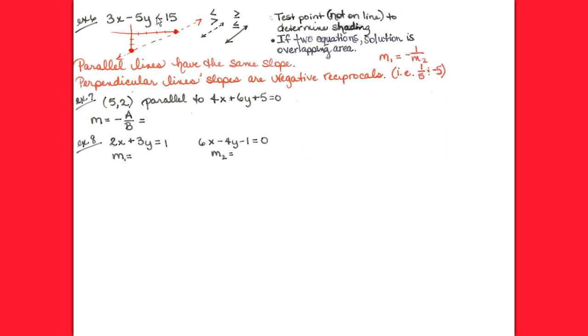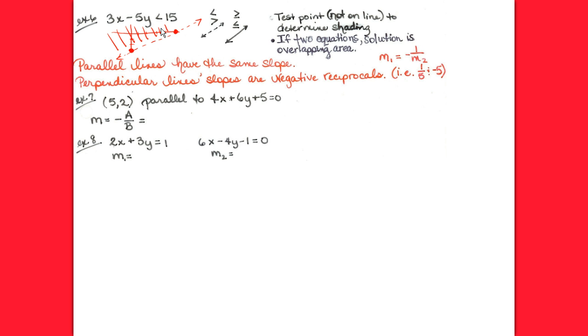I'm going to pick a test point that is not on my line to determine which side to shade. So I pick 0, 0, because that's an easy point to plug in, right? So if I put in 0, 0, I'm going to get 0 minus 0 is less than 15, or 0 is less than 15. Is that true? Yeah, the last time I checked. So if 0 is less than 15, if that point worked, that lets me know that I should shade every single point on that side. That was not below, that was above.